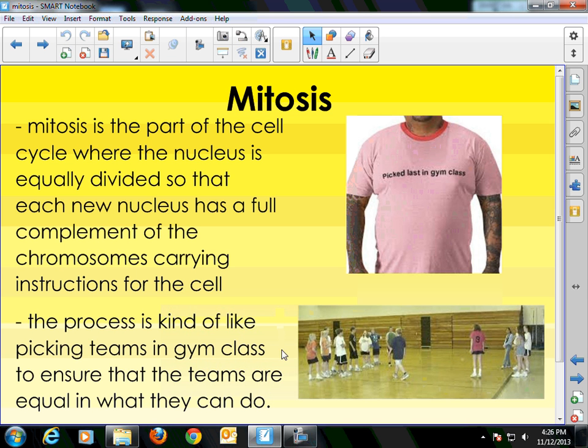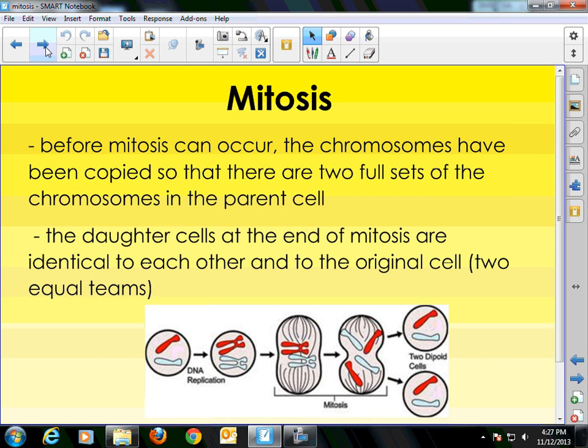In gym class, when we divide teams up, we want to make sure those teams are equal so that one team doesn't dominate the other and that they each can do basically the same thing, and that makes for a fair and competitive game. So that's the purpose of mitosis. It's a kind of drawn out process. It's not a simple matter of simply ripping something in two to divide it. You have to go through the stages, and we'll talk about those in a bit.